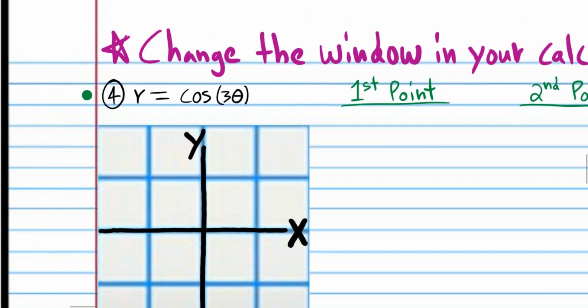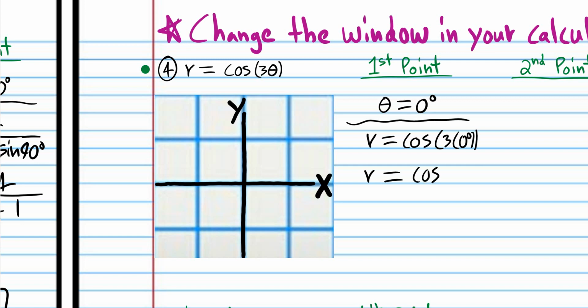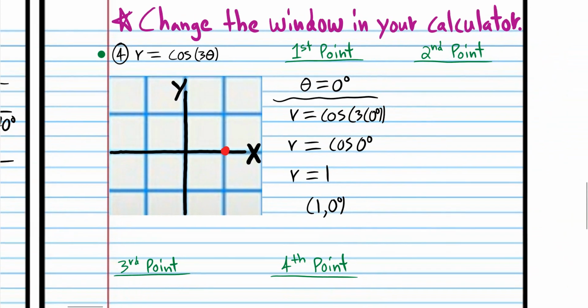Okay, we're back. So I'm going to choose 0 degrees. I always choose 0 because that seems like an easy number to choose. In most cases, it's a pretty easy number. So cosine 0 degrees is 1. So our point is 1 comma 0 degrees. So I'm going to count out 1 to the right, and I'm not going to rotate it at all, so I have that point there.